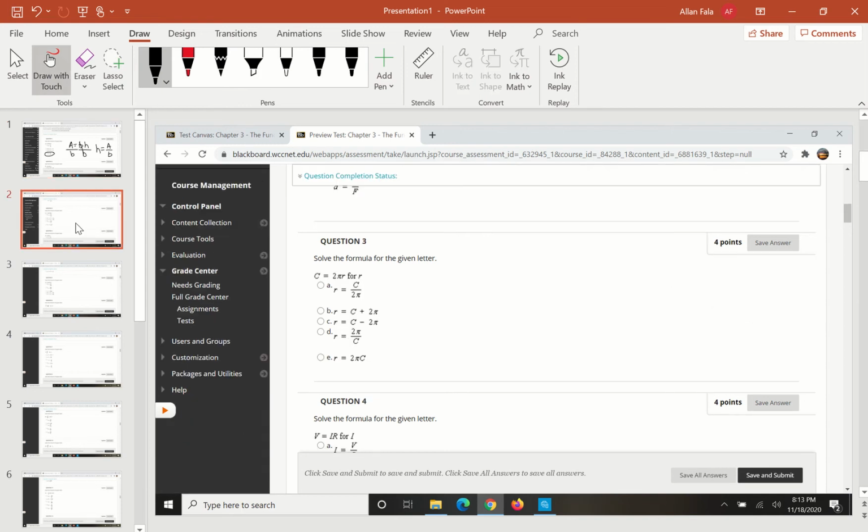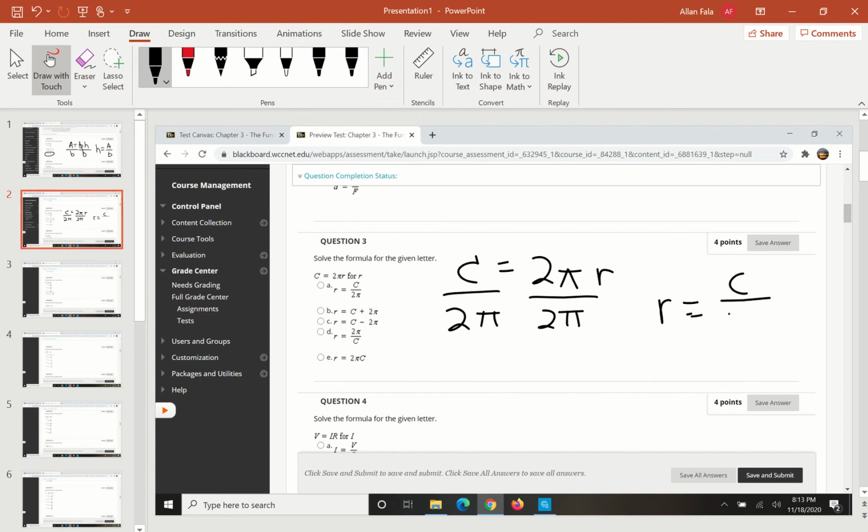Question number 3, C is equal to 2 pi R. If we divide both sides by 2 pi, that leaves us with R is equal to C over 2 pi.